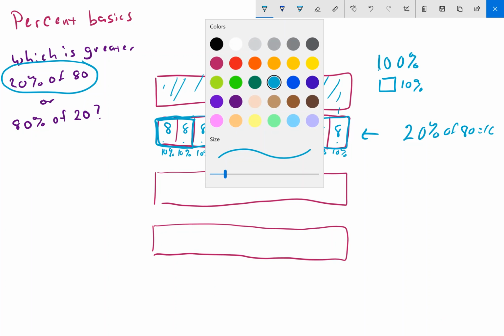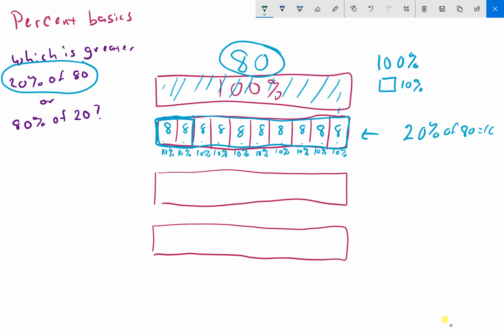Well, let's see. Now what I'm doing is I'm going to change this bar. It's still 100%, but this bar is now worth 20. So now I need 80%. So I'm going to have to divide this up. 1, 2, 3, 4, 5, 6, 7, 8, 9, 10.